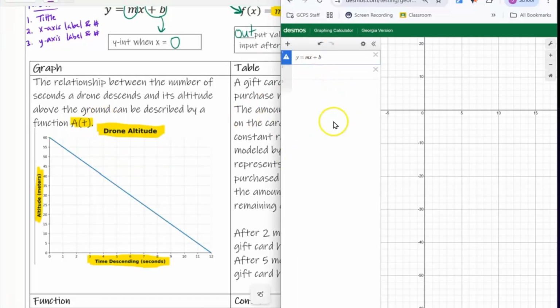I don't have anything in my calculator. How do I put this question in my calculator? So think about that for a second. Well, I can see X values and I can see Y values, right? What's that? That's a table. So go ahead and press plus table.